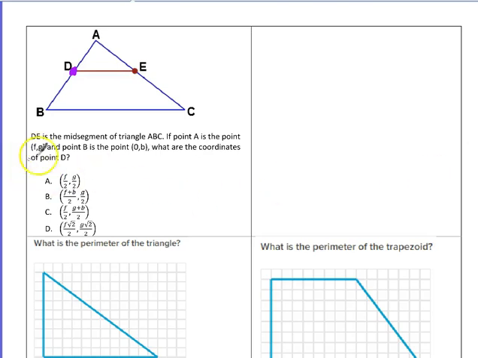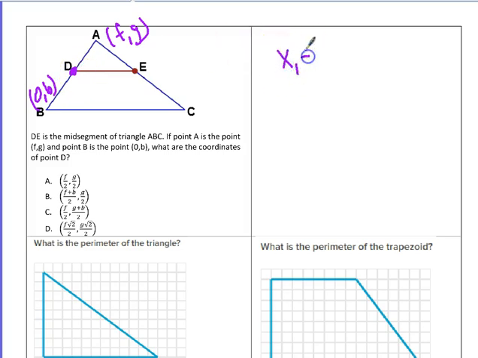Okay, the problem tells me that DE is a mid-segment of triangle ABC, which means that D is in the middle of A and B. If point A is the coordinates (f, g), and point B is the point (0, b), then what are the coordinates of point D? Well, I'm going to put that into the formula.